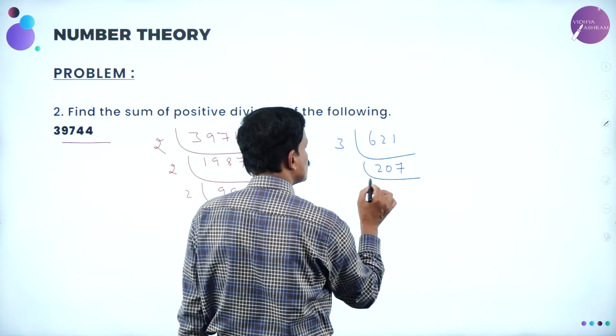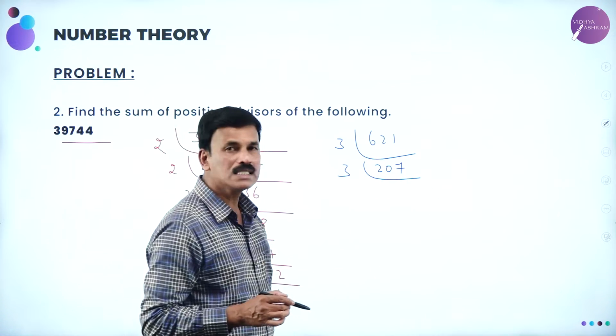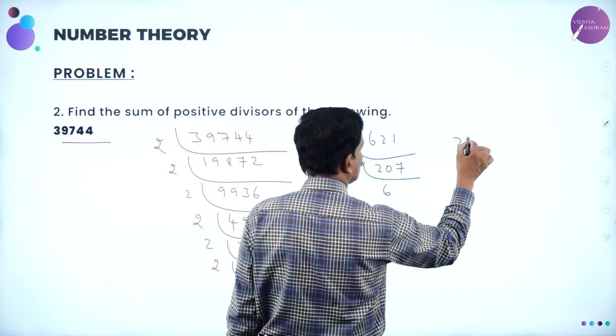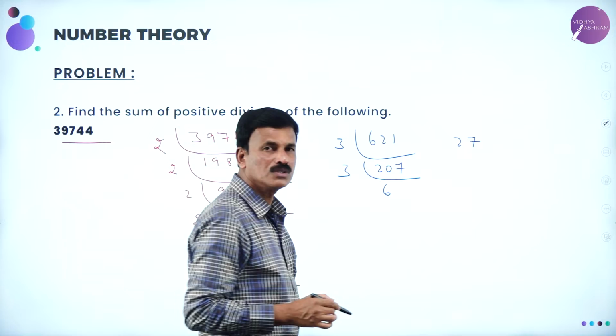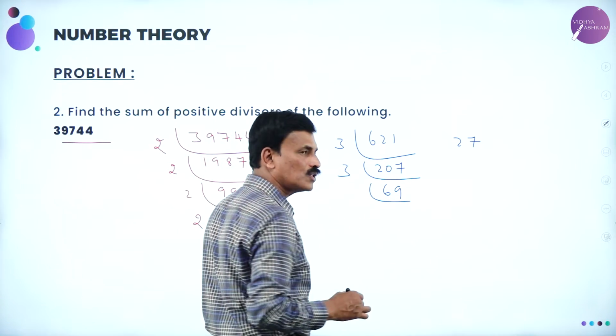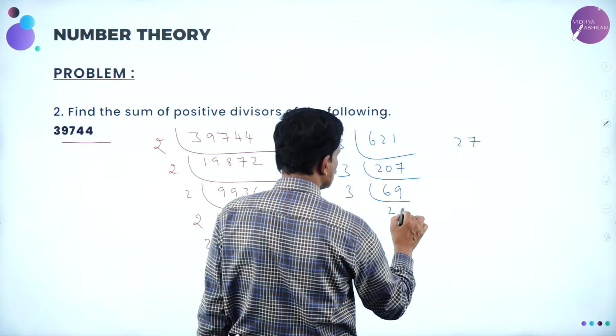Now if it is possible, divide by 3. Is it possible to divide by 3? 3 6s are 18 and 2 is a remainder, 27. 3 9s are 27. Okay. Again you can divide with 3. 3 2s are 6, 3 3s are 9.